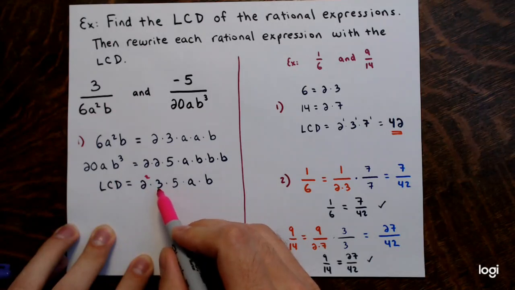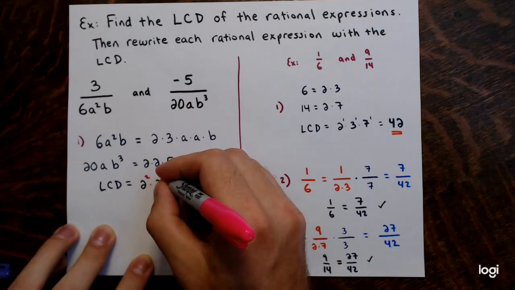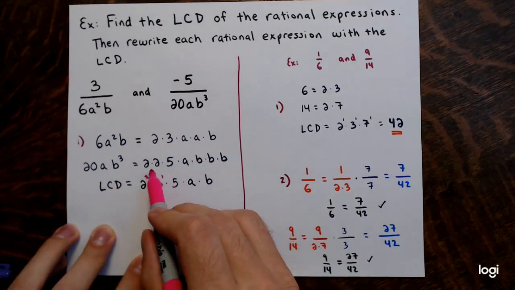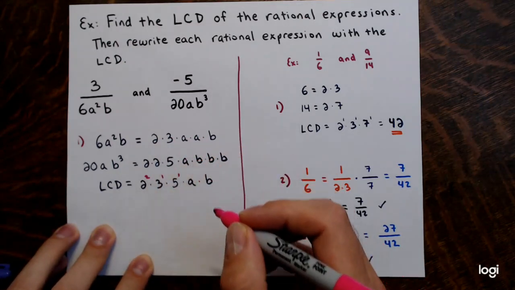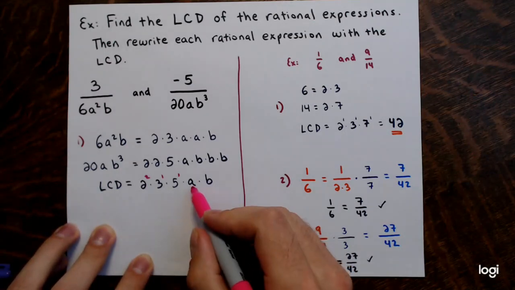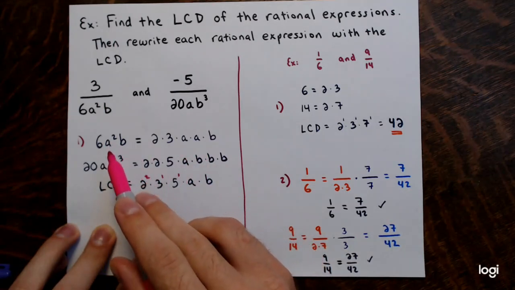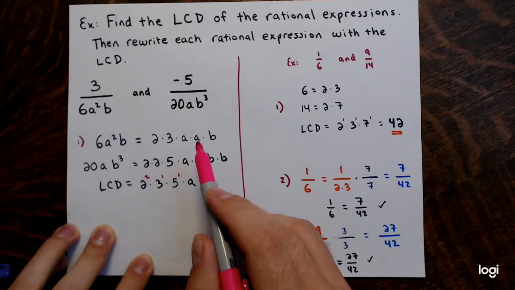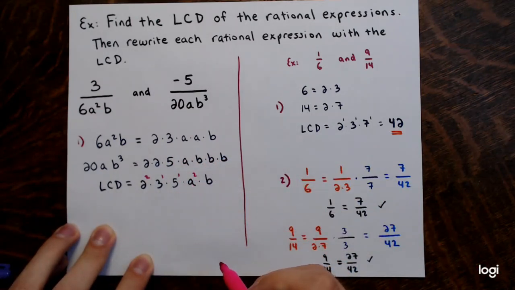Times 3. 3 appears once and 0 times. The largest of those is 1, so times 3 to the first. 5 appears once in this factorization and 0 times up here. The largest is 1, so 5 to the first is in the LCD. And a appears twice in this factorization, a squared. You can also just look at the powers here if you want. 2 is bigger than 1. Appears twice here, once here. The largest is 2, so you have a squared in your LCD.